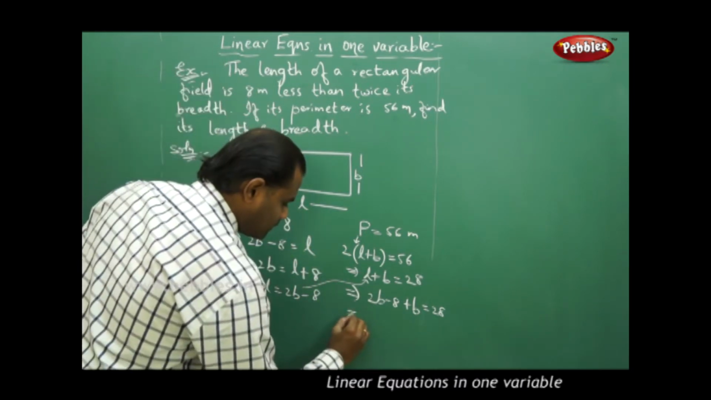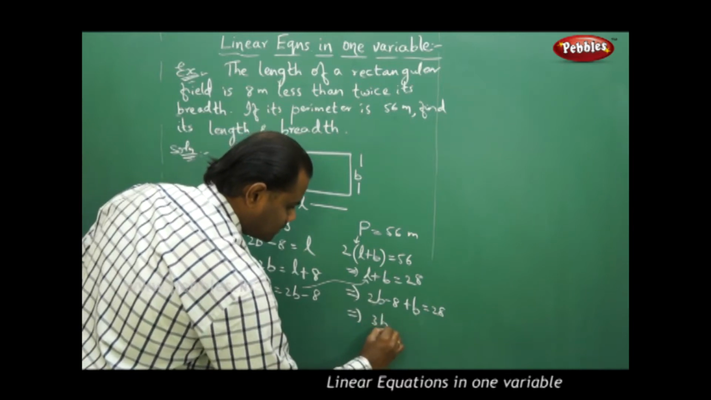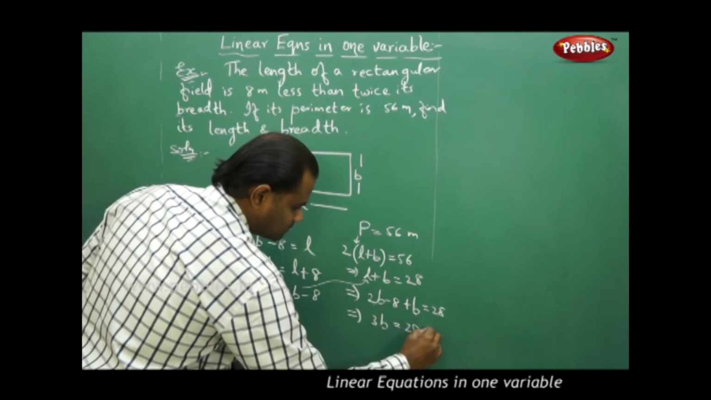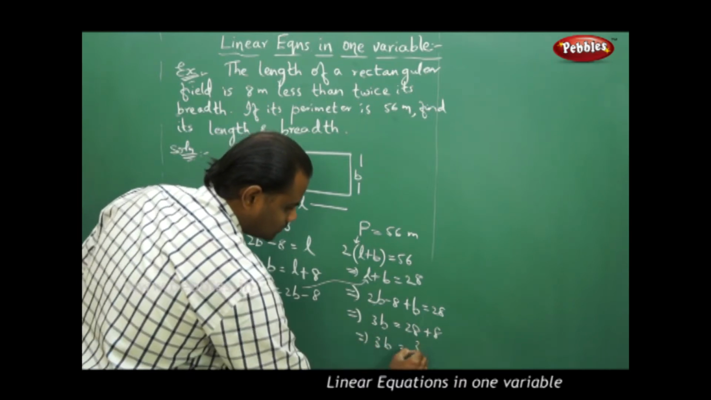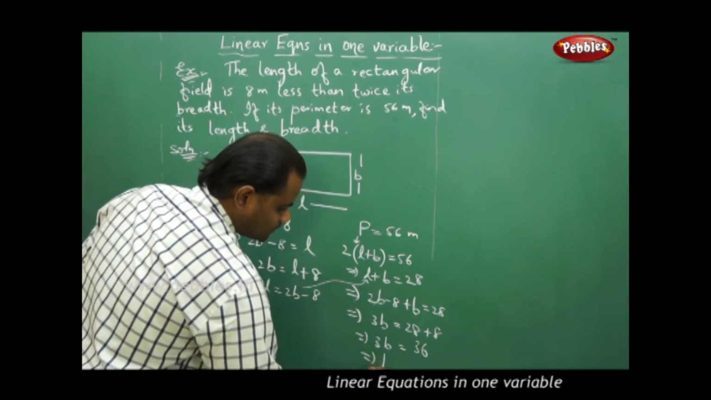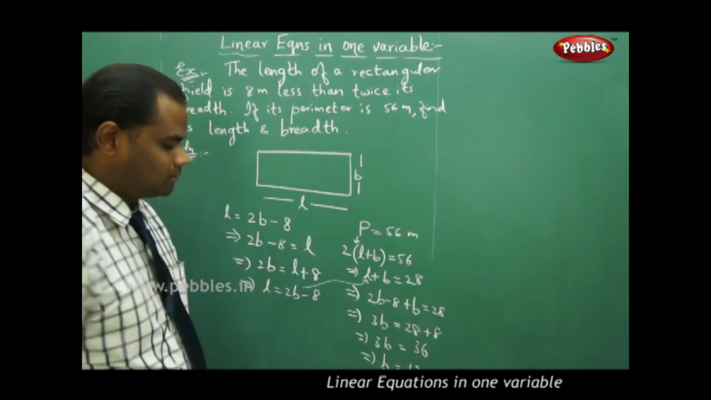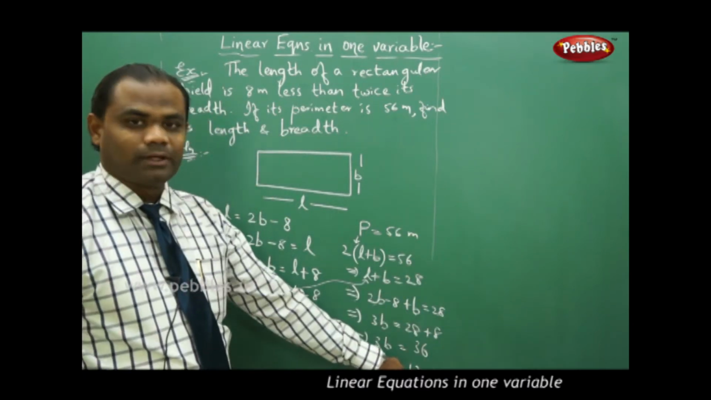So in this case I find that 2b plus b is 3b, and minus 8 when it comes to the right will be plus 8, so that I get 3b is equal to 36. That implies b would be 12. So I get the value of b as 12.